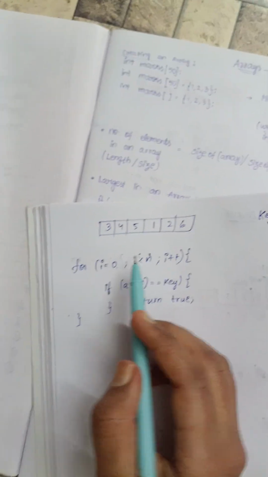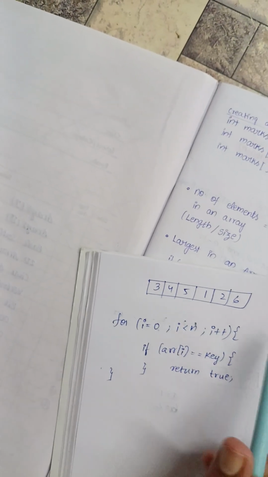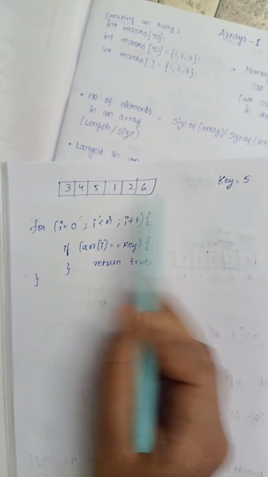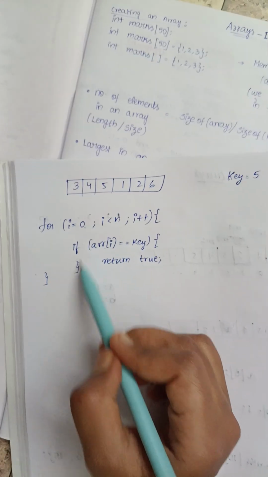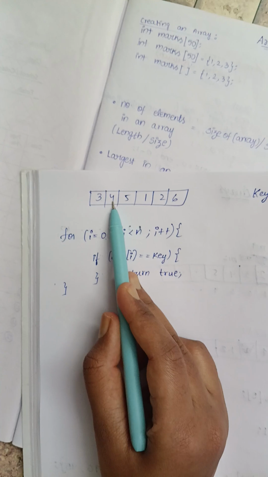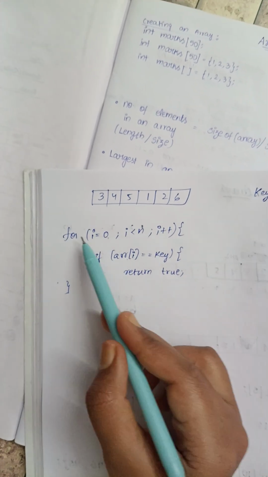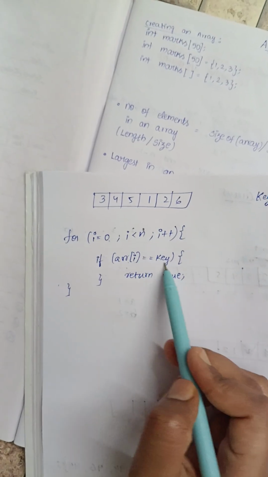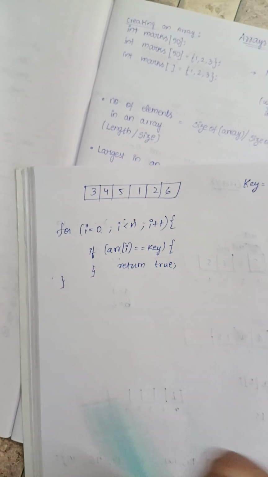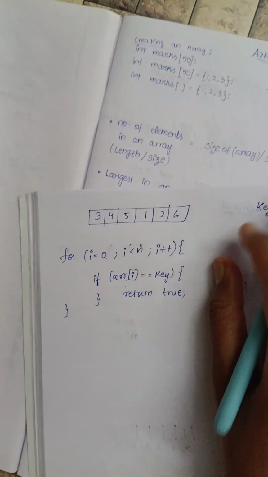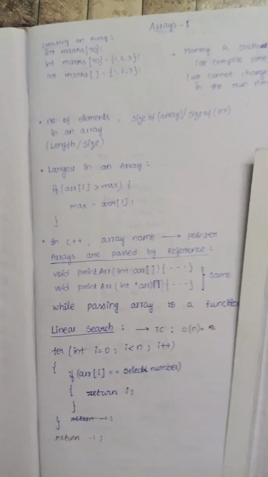Now you observe carefully. Array of 0 means 3. We'll check if this 3 is equal to 5. We can see that this 3 is not equal to 5, so it won't go into the if. Again it will run. We'll check 4 double equals 5. No, it is not. Again it will run. This 5 double equals 5. Yes, array of I double equals key. So we have finally found the key element, so we'll return true, that we have found the element. This is nothing but linear search.